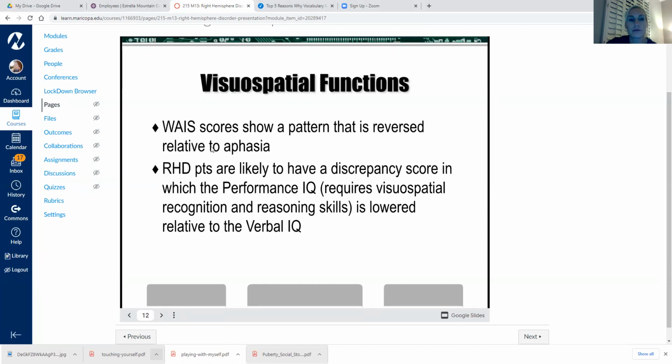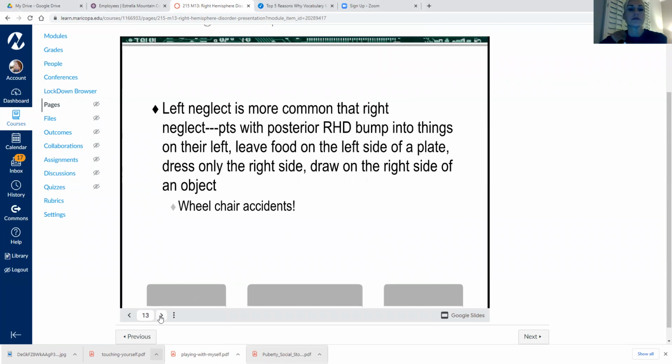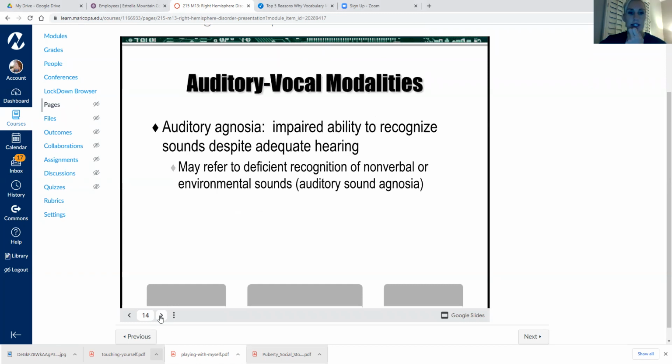So you kind of look through some of this. There's some specific ones. Left neglect is more common than right neglect. That's a visual thing. If you're not familiar with what left or right neglect is, definitely look that up and be familiar, because you'll see that quite a bit in neuro rehab, skilled nursing facility, definitely left neglect, right neglect. And then auditory agnosia, impaired ability to recognize sounds. They're hearing stuff, but they might not recognize it, so it seems like they've got hearing issues.